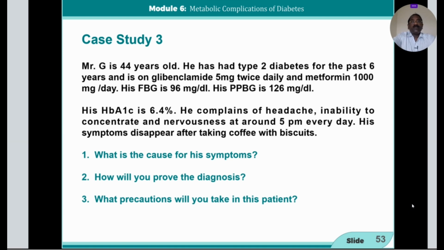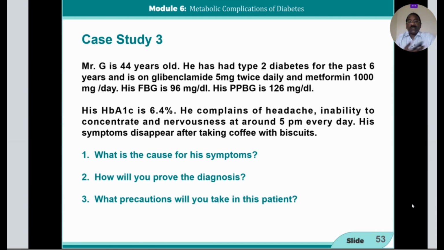Here is a case study. A 44-year-old male had type 2 diabetes for the last 6 years and is on glibenclamide 5 milligrams twice daily and metformin 1000 milligrams daily. Fasting 96, postprandial 126, A1C 6.4. He complains of headache, inability to concentrate, and nervousness at around 5 p.m. every day. His symptoms disappear after taking coffee with the biscuits.